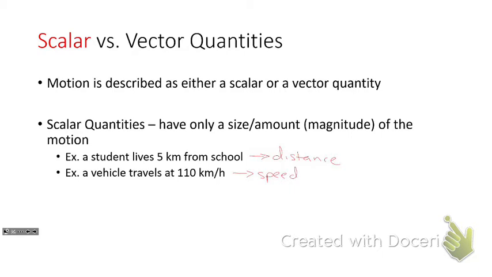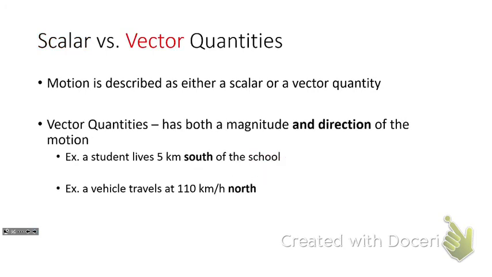So these are scalar quantities. Scalar quantities, think simple. S and S, simple: only the magnitude, the amount, and it does not tell us the direction. Conversely, we have vector quantities. These are going to have a magnitude and a direction.